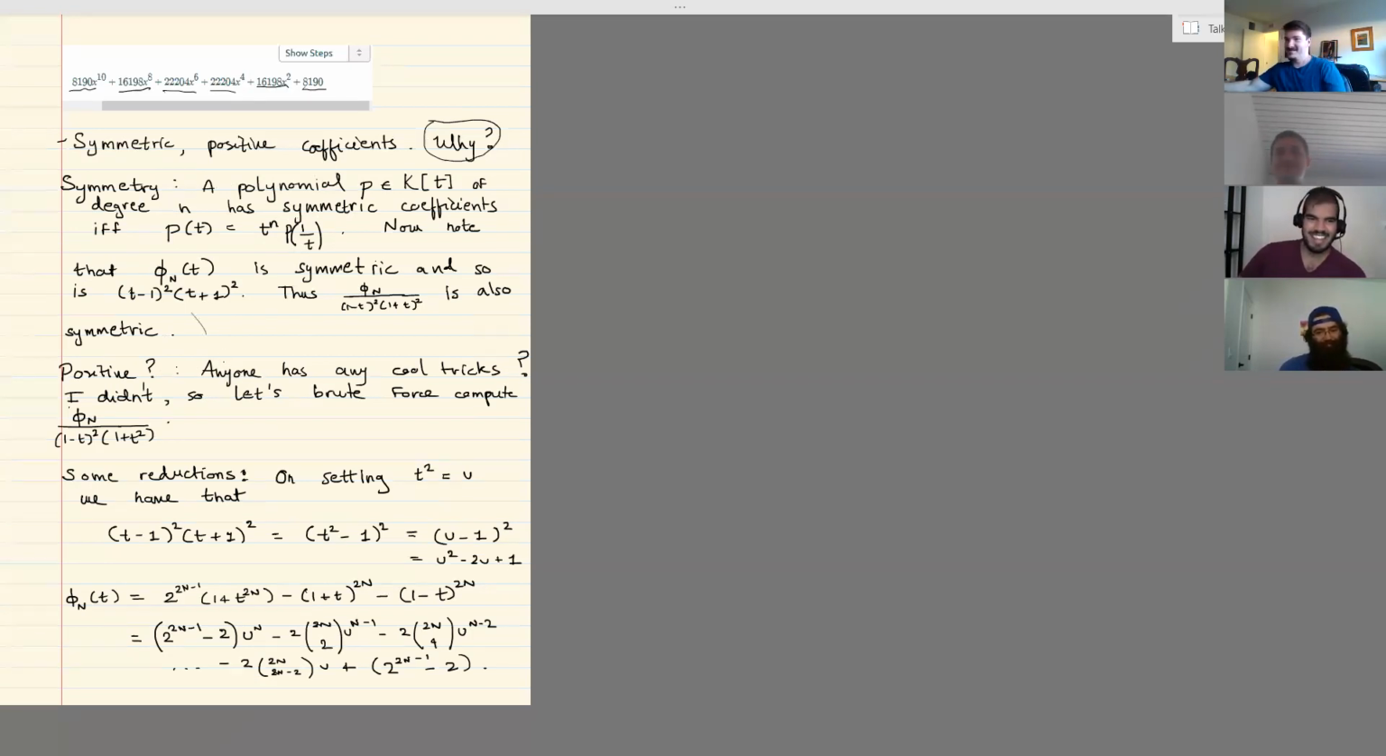Yeah. So now, in order to show that these coefficients are positive, does anyone have any cool tricks to show whether coefficients are positive? I mean, I didn't have any cool tricks. So I'm just going to brute force compute it. All right. So we're going to do a bit of reducing. The first reduction I want to set is that I want to make t squared equal to u.